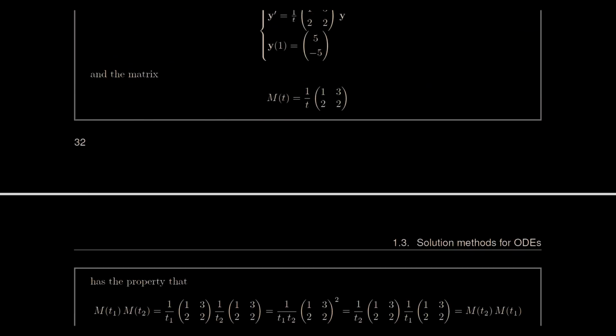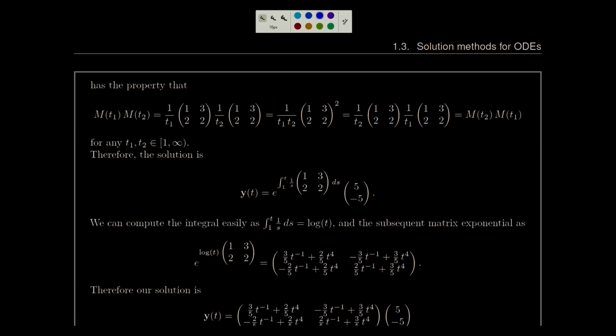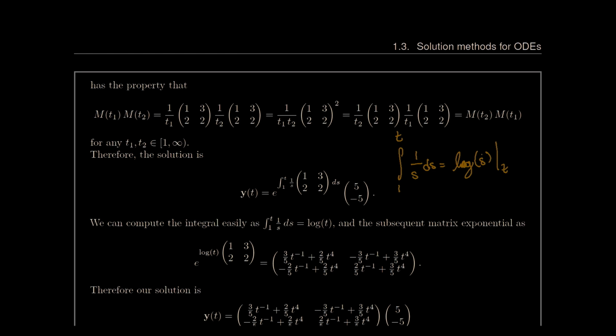So if I scroll down, I'm taking the exponential of the integral of the matrix, and I'm acting it on the initial condition. I go ahead and integrate. So from 1 to t, it's not too bad to integrate, right? Integral 1 to t, 1 over s ds. What do I get? I get the log of s from 1 to t, which is the log of t minus the log of 1, which is the log of t.